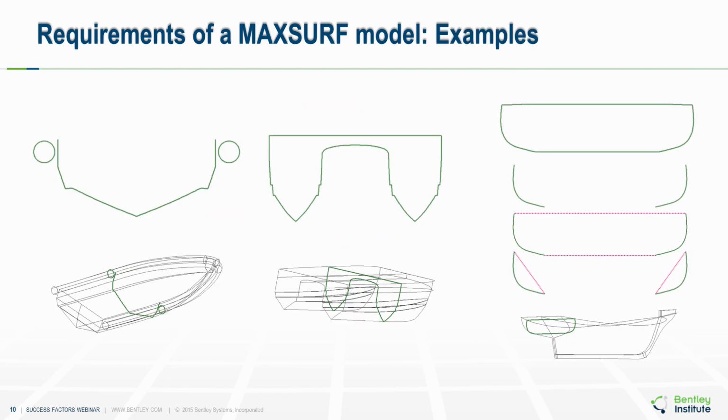So starting from the left we have a rib, and you can see the two buoyancy chambers on the side, which are completely closed contours. The main hull is open at the top and would be closed with a straight line for the deck.